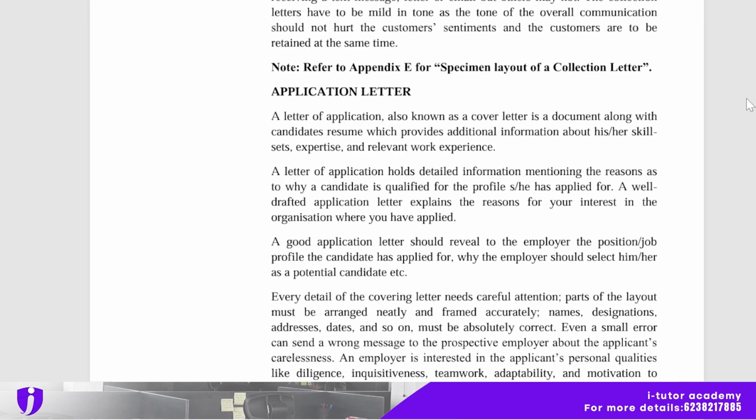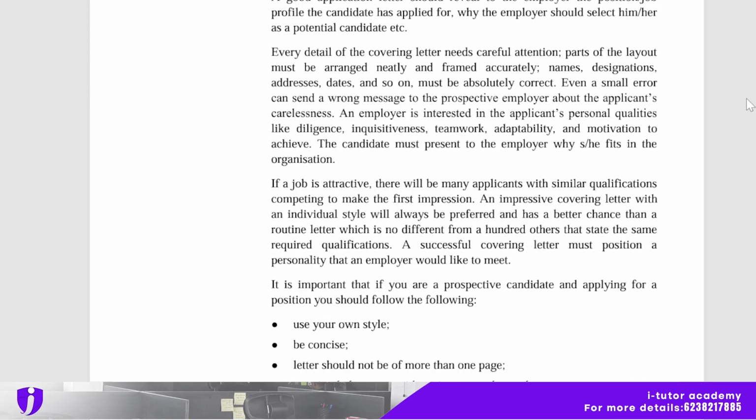So an application letter is there. A letter of application, also known as a cover letter, is a document sent along with the candidate's resume, which provides additional information about his or her skill set, expertise and relevant work experience. Okay, so there is an application letter.